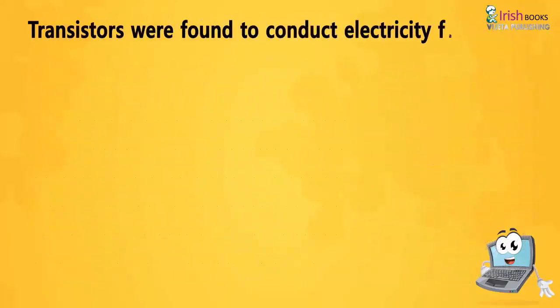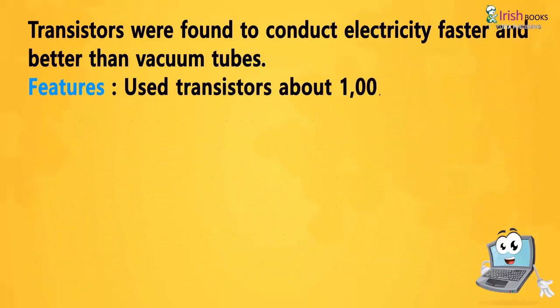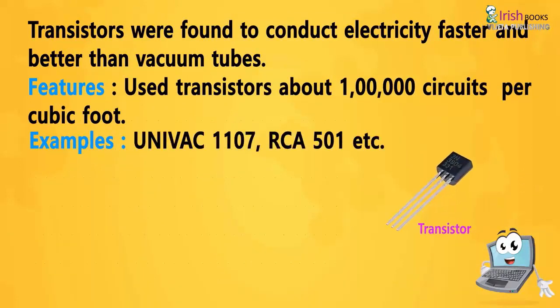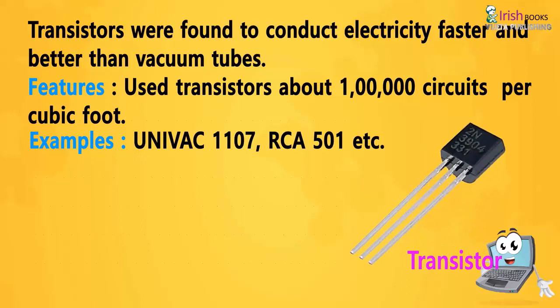Transistors were found to conduct electricity faster and better than vacuum tubes. Features: used transistors, about 1 lakh circuits per cubic foot. Examples: UNIVAC 1107, RCA 501, etc.